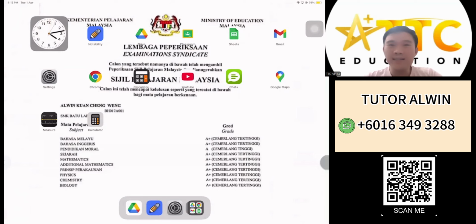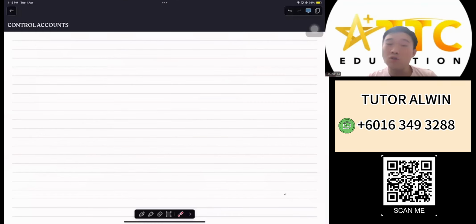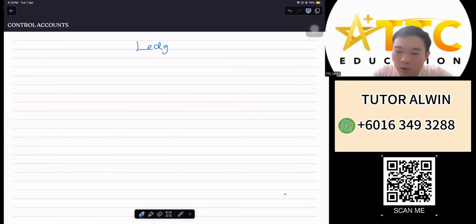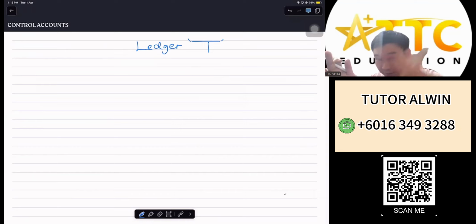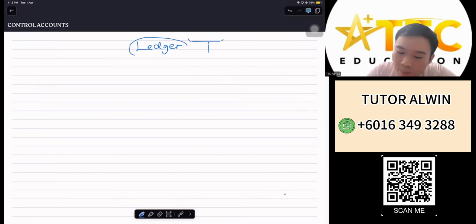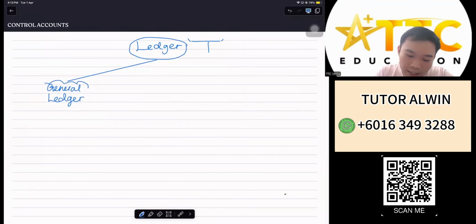So today, in this lesson, we're going to look into our accounts called the control account. So before going into control accounts, let's talk about ledger one more time. Our ledger is a book that has many pages of T accounts. Assuming we are using 3 books of ledger, one book of ledger is used for our general ledger.